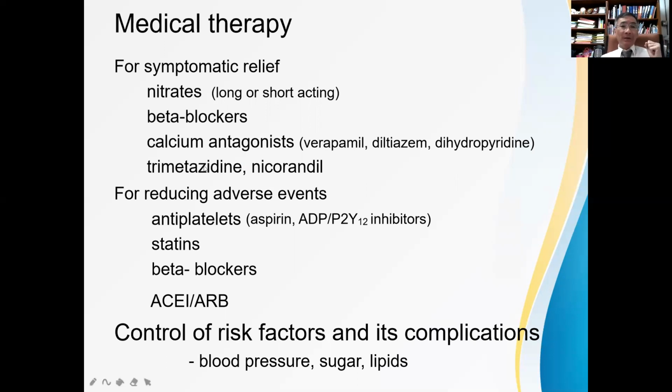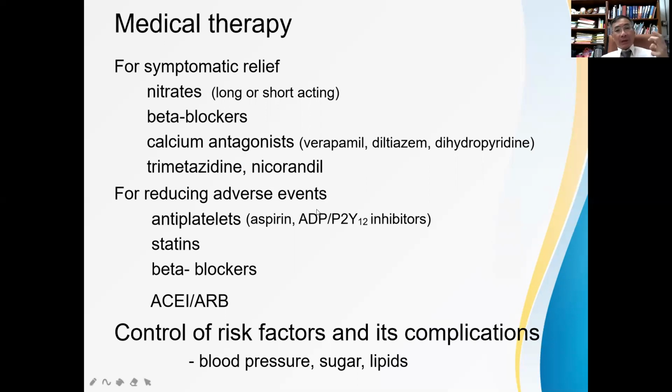Now, trimetazidine and nicorandil are two drugs that are very good for relief of angina. They do not reduce the chances of heart attack or death, but they are very good at making the patient not feel the discomfort from angina.